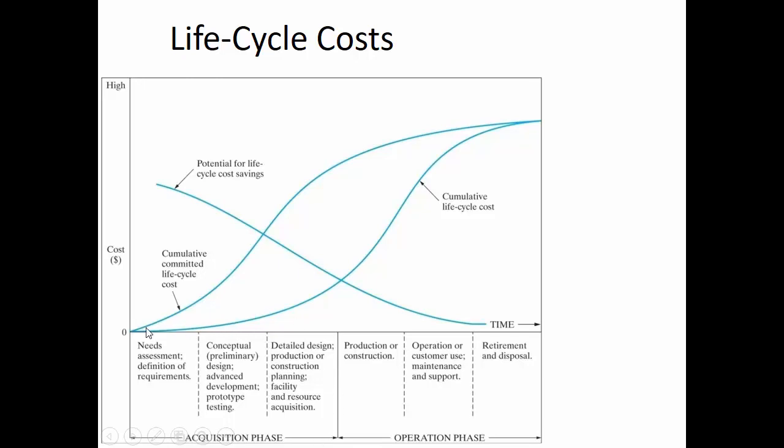What you'll notice is that the first trend, the one that's going up, is the cumulative committed life cycle cost. Committed means you've made decisions about doing a certain thing. You haven't actually done it yet, but for example, you've decided that you're going to build the warehouse out of steel rather than concrete. Once you've made the decision, that locks you into a path of purchases and all of the consequences that come from that path.